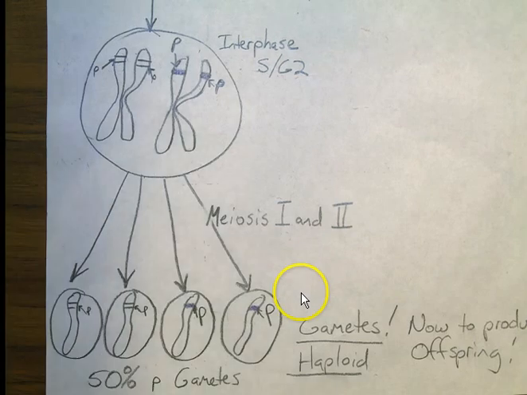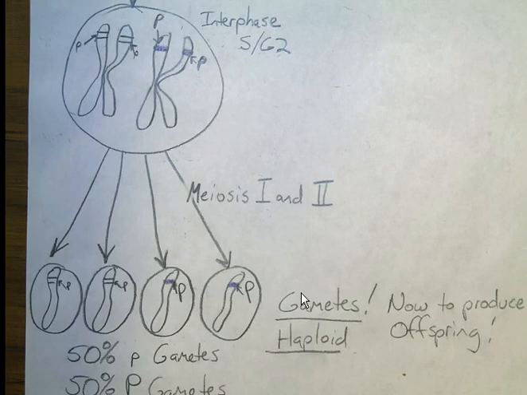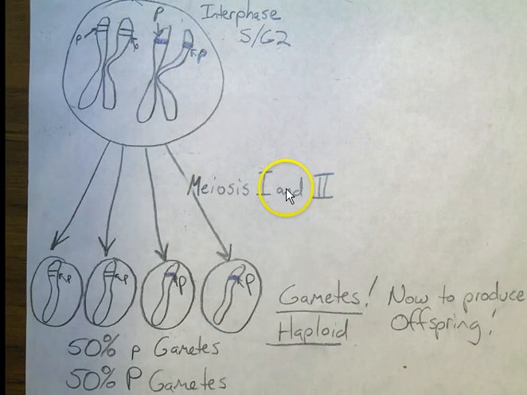Now, we've already talked about meiosis, so we're going to summarize what happens here and try to connect it to genetics. Over here, we have our diploid cell, two sets of chromosomes. During meiosis 1, we're going to separate out these homologous chromosomes. They're each going to go into a different cell. That's the law of segregation.